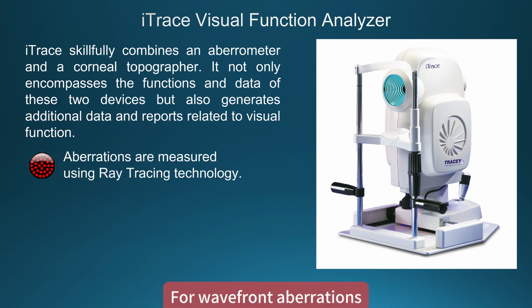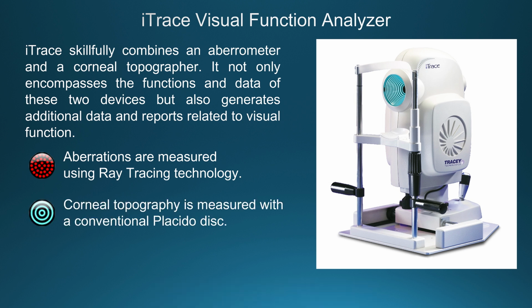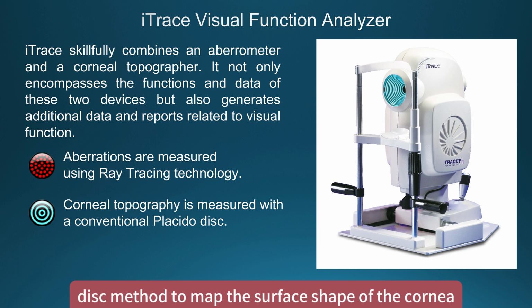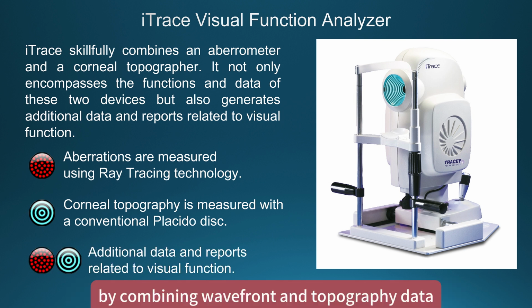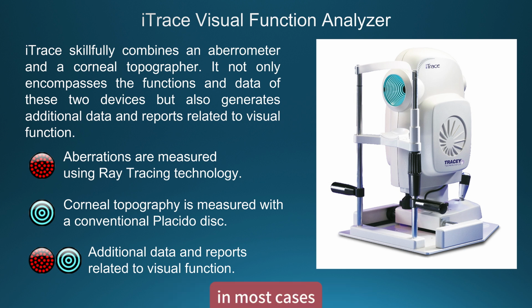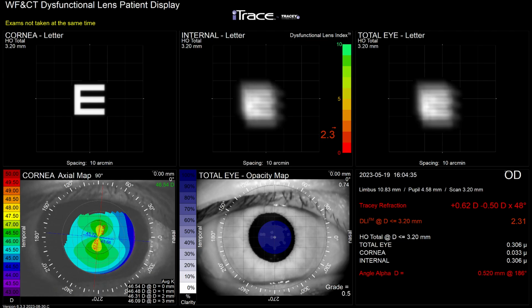For wavefront aberrations, it uses ray tracing technology to measure how light waves are distorted as they pass through the eye. For corneal topography, it relies on the conventional Placido disc method to map the surface shape of the cornea. By combining wavefront and topography data, the iTrace produces more comprehensive reports about overall visual quality. In most cases, we focus on the integrated, combined report to guide our analysis.